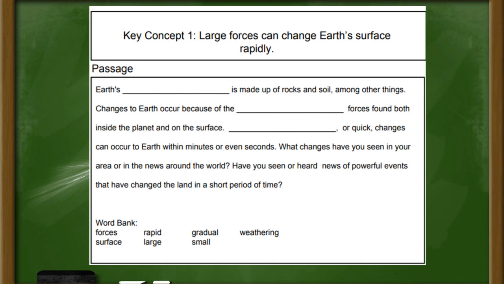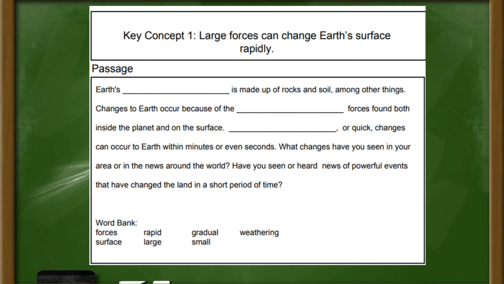The next sentence says, changes to Earth occurs because of the blank forces found both inside the planet and on the surface. If I wasn't sure what to put for this one, let's look at the next sentence to see what it says. Blank or quick changes can occur to Earth within minutes or even seconds. Looking at this third sentence, it says blank or quick, which means or quick is describing the word that's missing, and or quick describes rapid more than it describes large. So in our third sentence, we'll put rapid in our drop-down choice or select it from our word bank and cross it off.